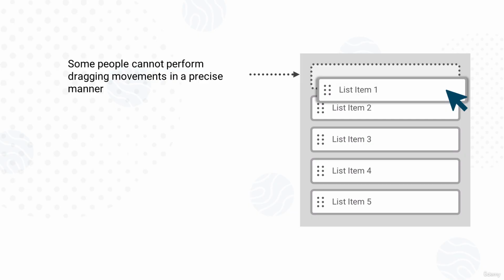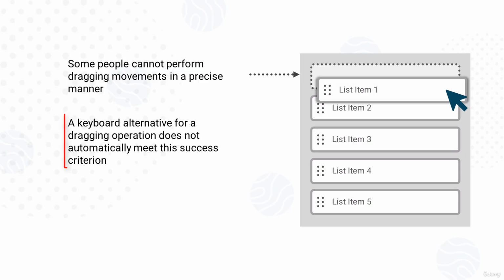At first glance, it could be assumed this requires dragging features to be keyboard accessible. However, a keyboard alternative for a dragging operation does not automatically pass this criterion. This is the requirement that the act of dragging is replaced with an alternative method.